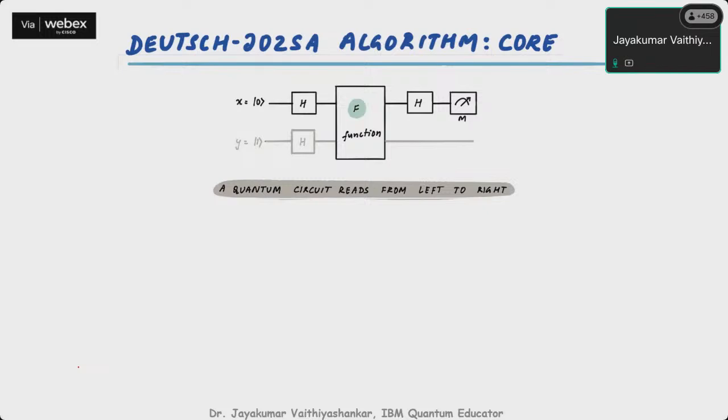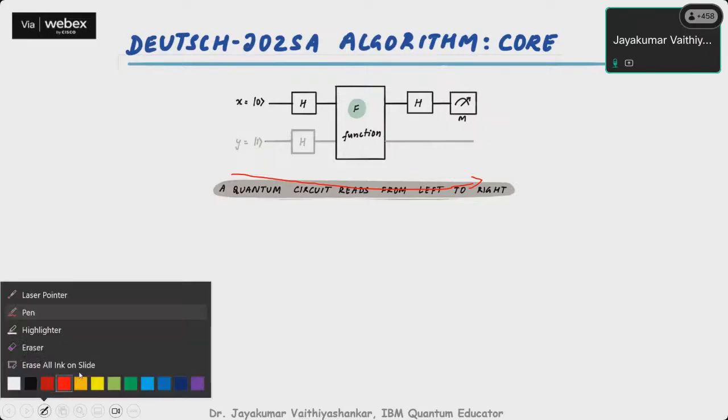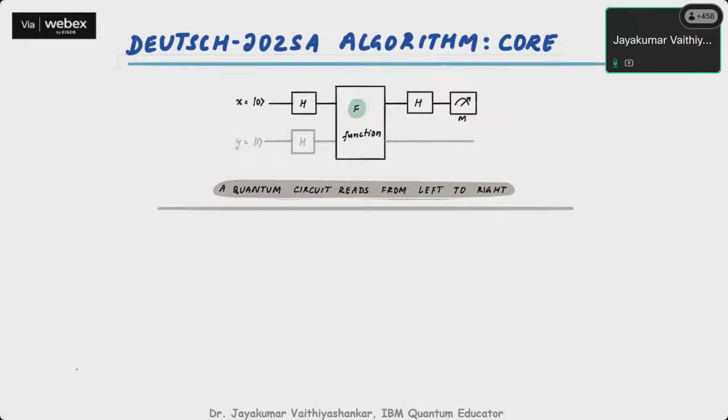So a quantum circuit reads from left to right. This is the way the circuit gets executed. From left to right, it does operations one by one sequentially. So what is the input qubit? X. What is the value? X equal to 0. It means state 0. Helper qubit Y equal to 1. It means it is a binary input.